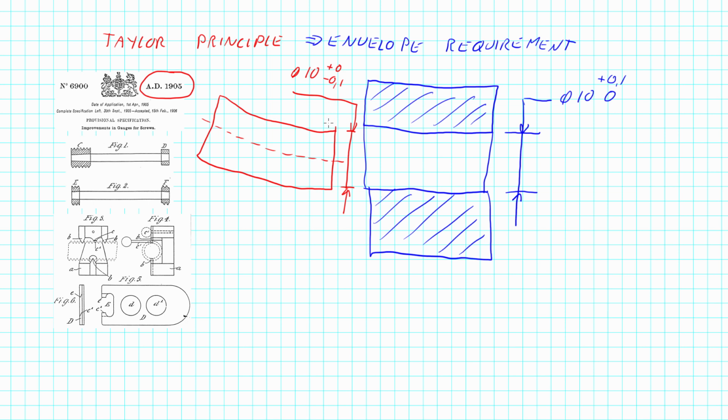But if the shaft here is 10 exactly, but it's crooked, then everywhere we measure, we may get 10 millimeters exactly, but it still doesn't fit into the hole where we want it to fit. And that was what Taylor was contemplating, and that's where we get the Taylor principle.